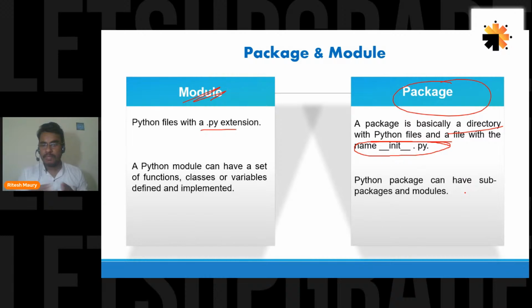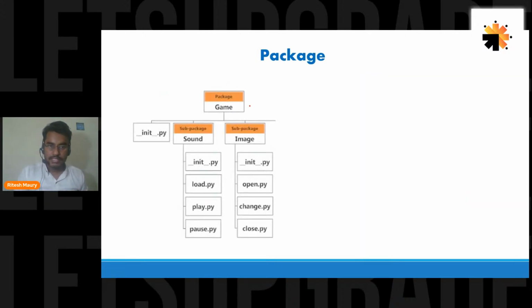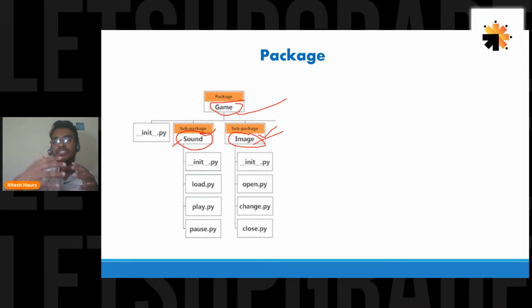So a package can have sub-packages and modules. Like in this example, game is a package, where there are multiple packages, sound and image. Sometimes we call image a package and sound a package. If you have another directory inside game, we can say this one is a sub-package. And one more concept is the library. A library is not a new thing, not a separate one. Even game is called a library, where sound and image are called packages.